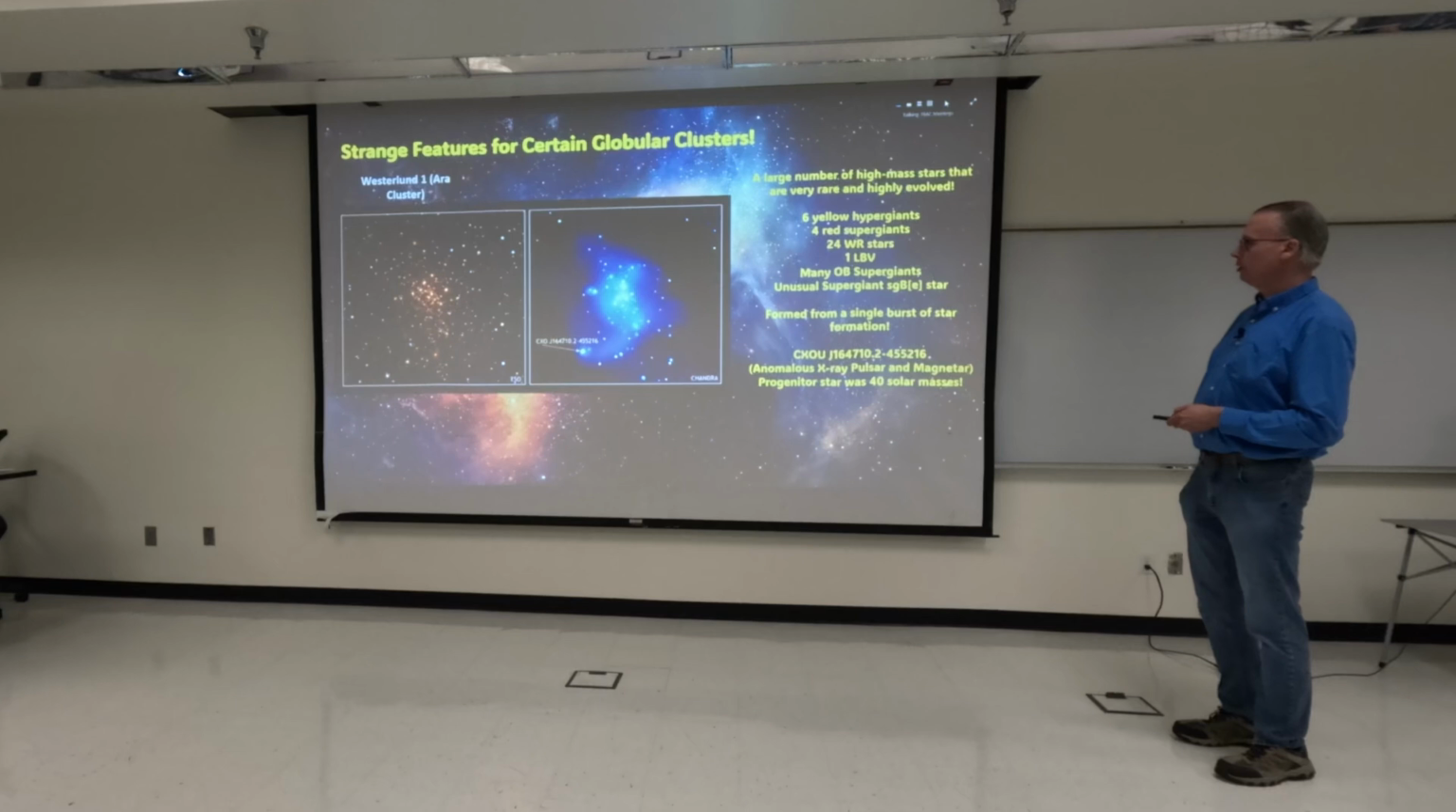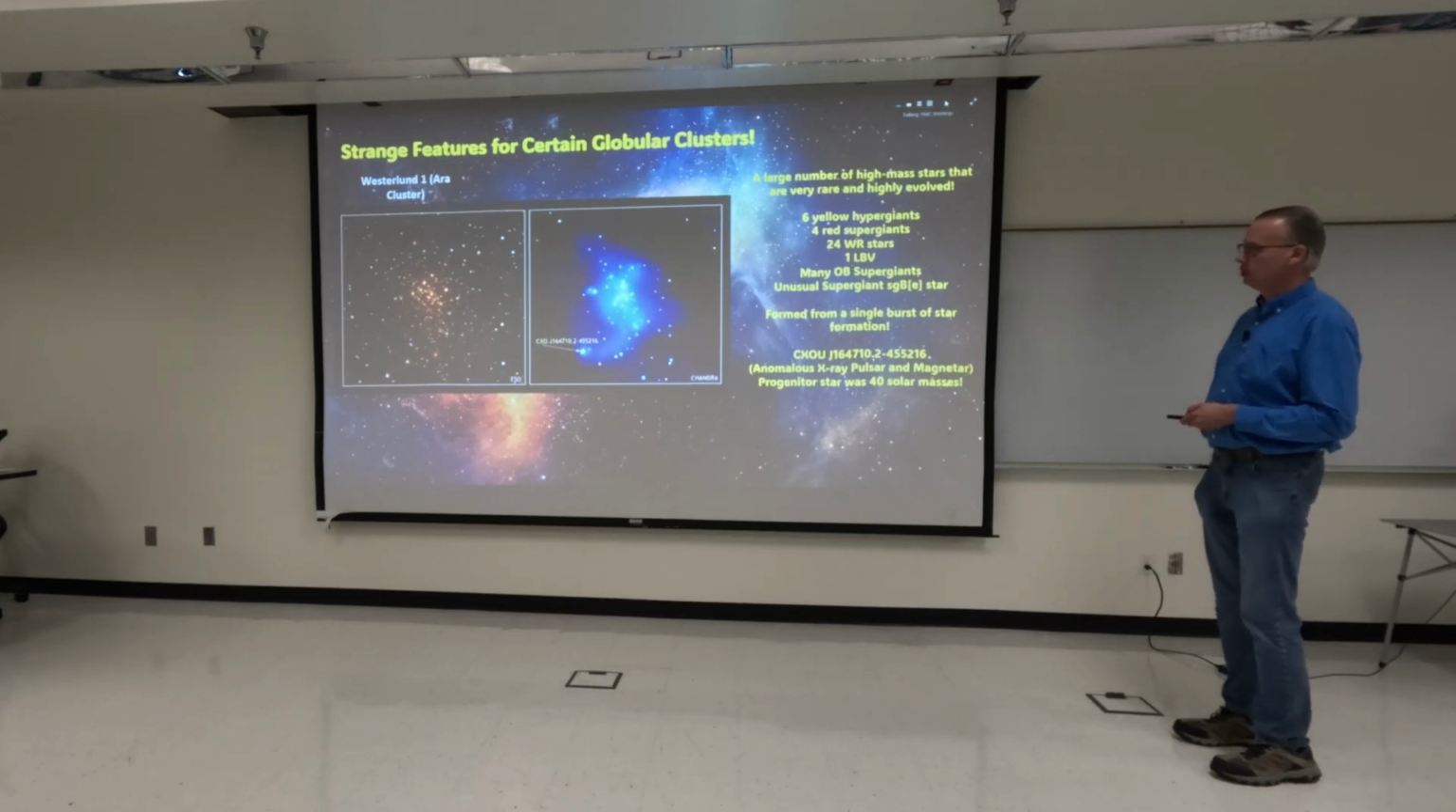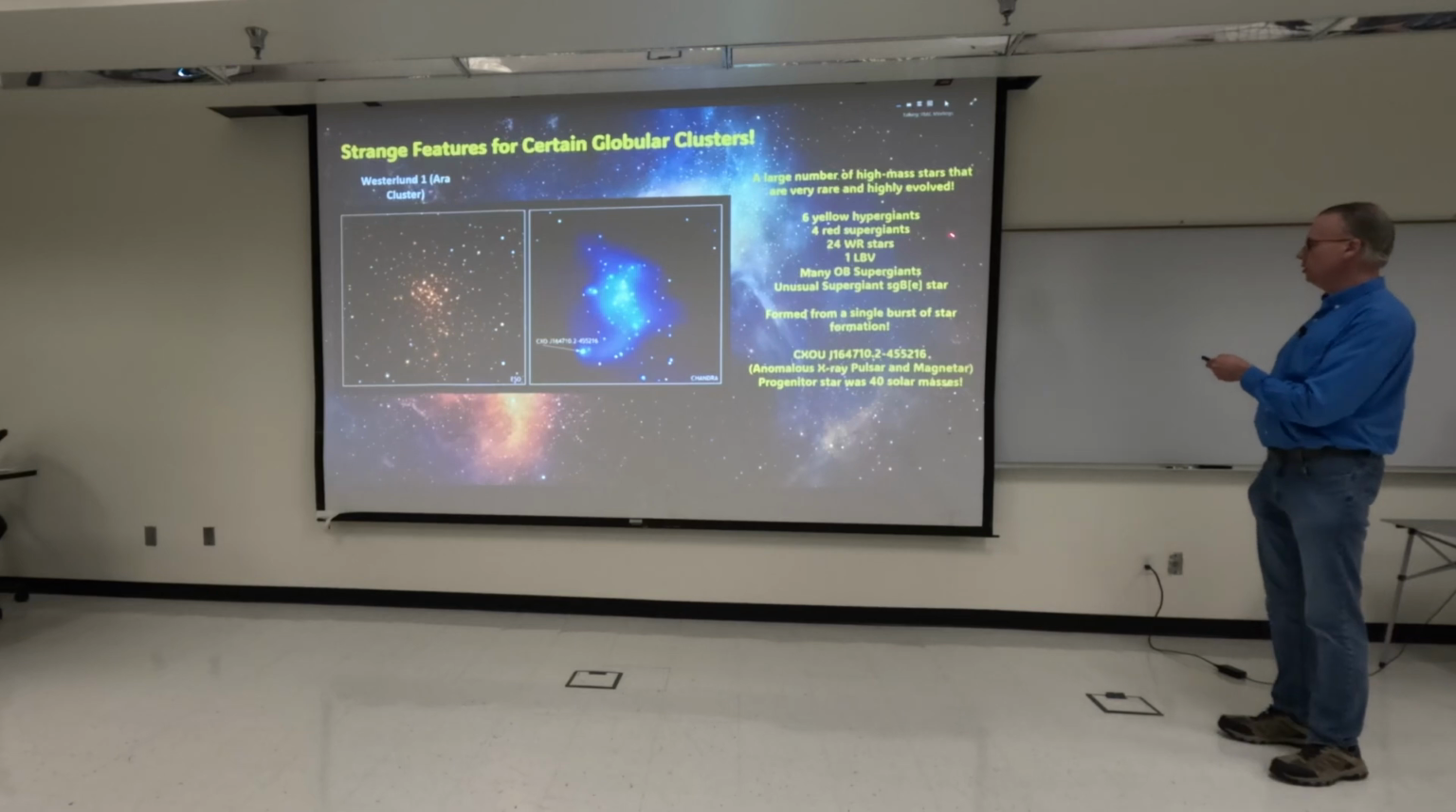This is Westerlund 1, one of a couple of clusters in the southern constellation of Ara. So it's a rare cluster, but look at the number of very rare high mass stars that exist: 1 luminous blue variable, 24 Wolf-Rayet stars.